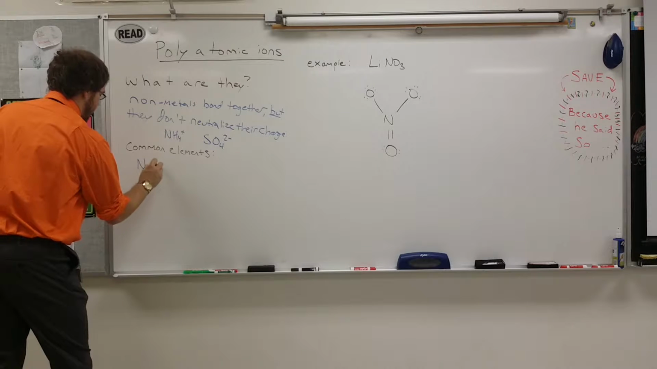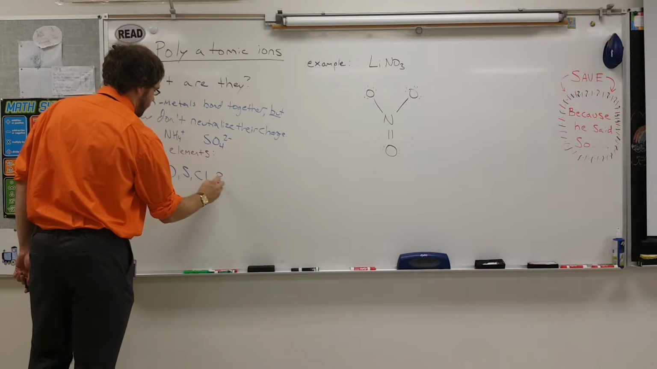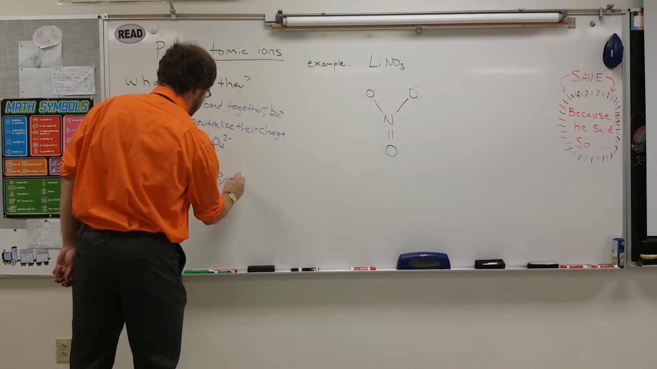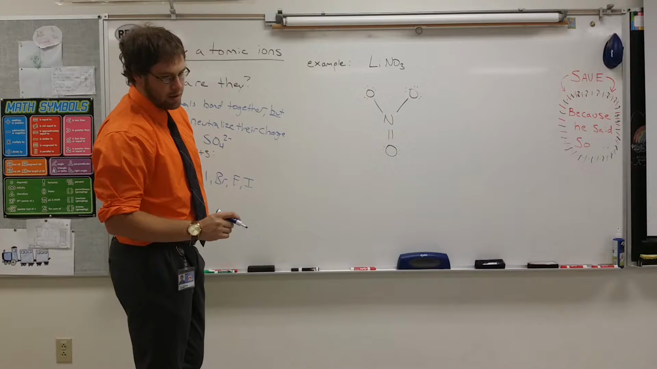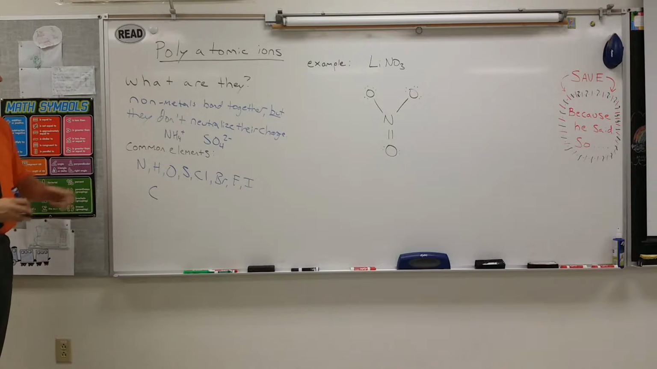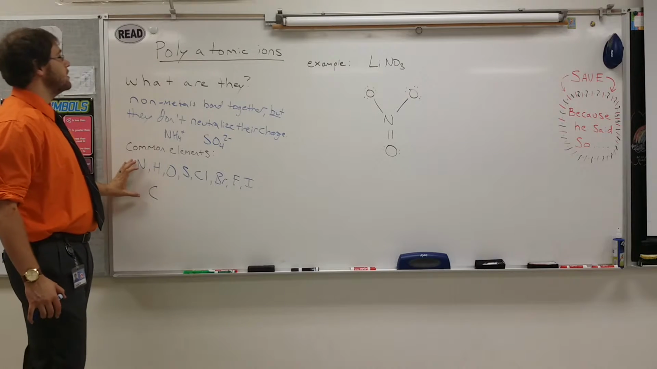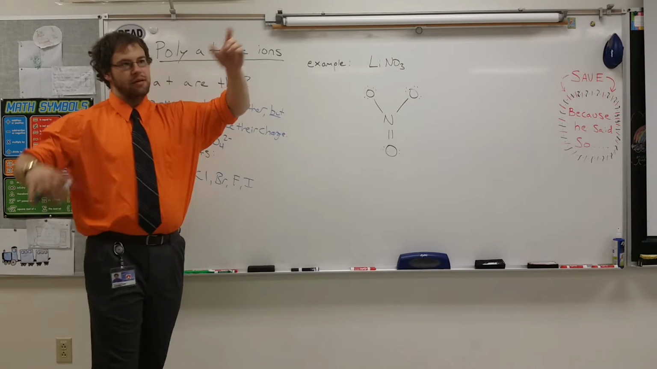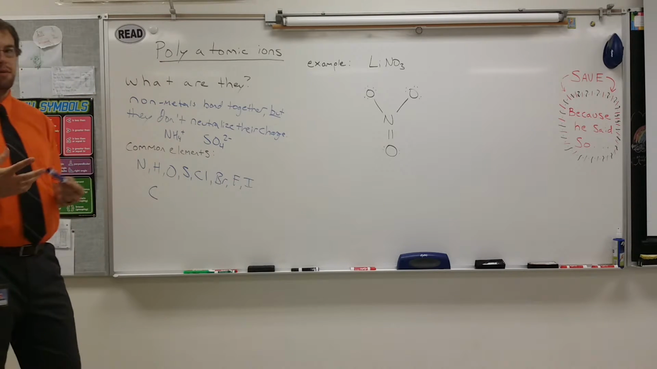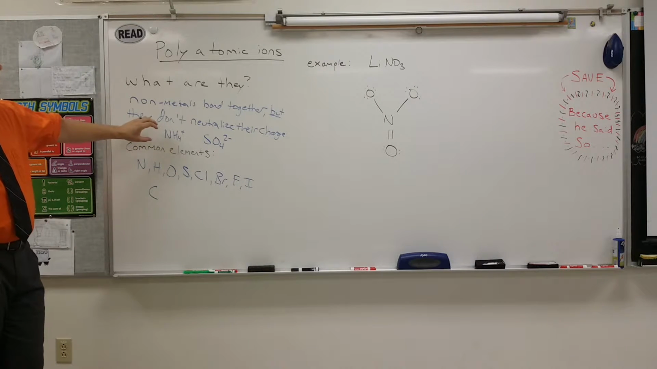There are some common elements that form these ions specifically. N is one of them. Hydrogen, oxygen, sulfur, chlorine, bromine, fluorine sometimes, iodine, and I forgot carbon. Carbon's also in there. These are the ones that, the majority of the time, will be involved in our polyatomic ions. There are other elements that do it, but for the most part, they're going to be your non-metals on the top right part of your periodic table. They're the ones that like to do this. They covalently bond the most, but they don't neutralize themselves, so they can become an ion.